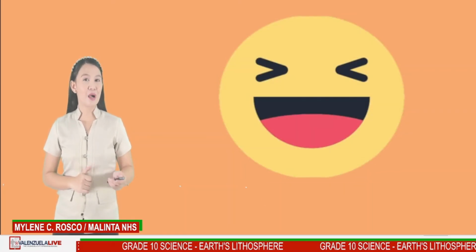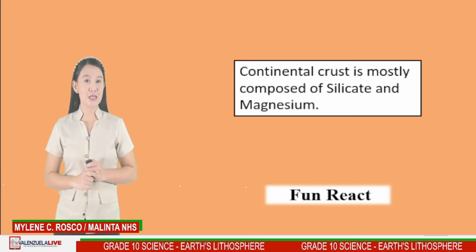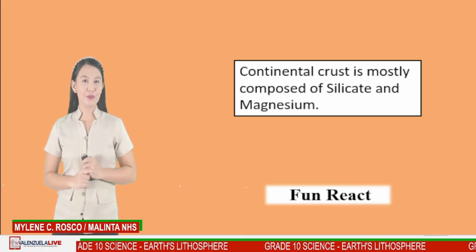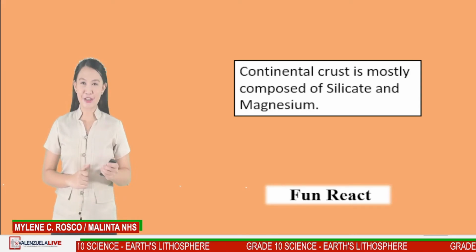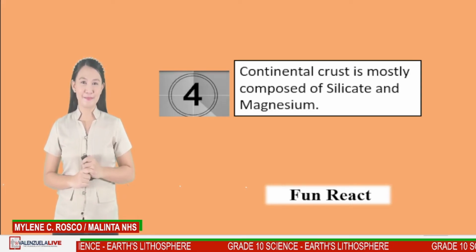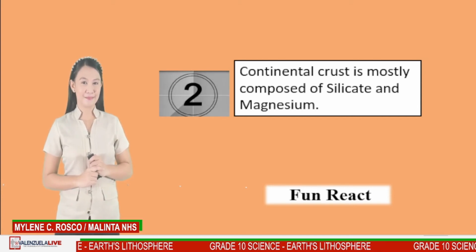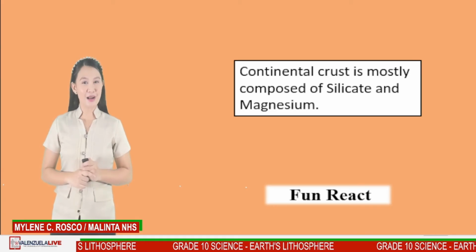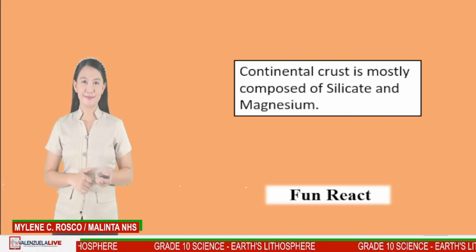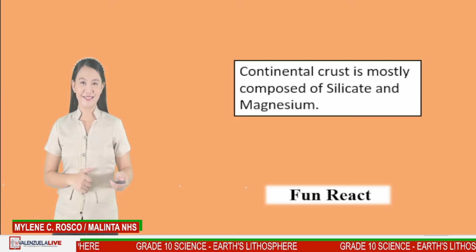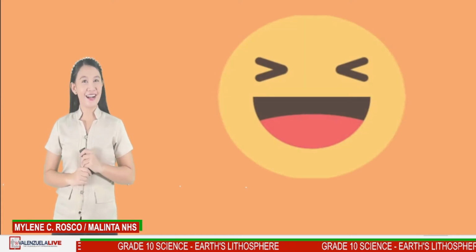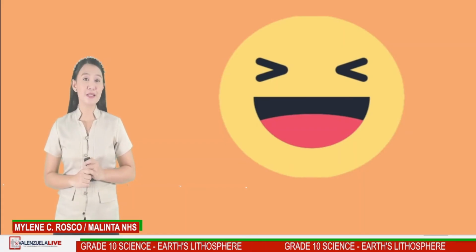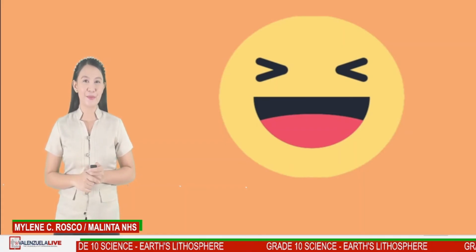Next, continental crust is mostly composed of silicate and magnesium. Is it heart or haha? Click your answer. Go! Alright, time is up. The correct answer is haha. Wow, great job, learners! You were able to answer the questions correctly.